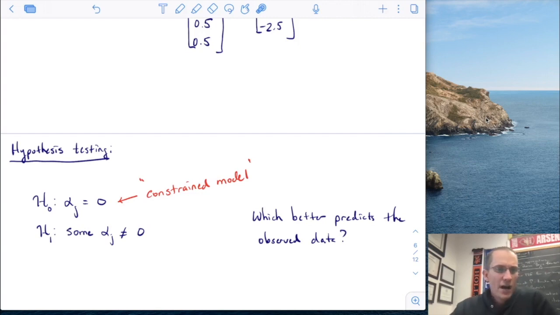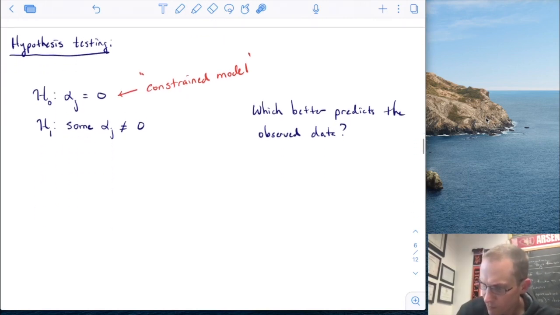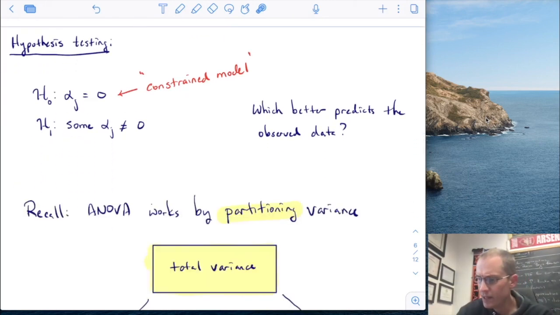So hypothesis testing, you know how this works. You start with a null and you have an alternative. The null is that the alpha j's are 0, and the alternative is that one of them, some alpha j somewhere, is not equal to 0. And we want to know which of these better predicts the observed data. Our tools for that will be the same. We'll use the p-value and/or the Bayes factor, but we need to figure out how to compute those. And we're still going to use ANOVA to do this, but it's got a slight twist on it.